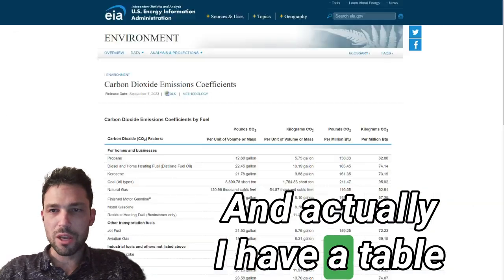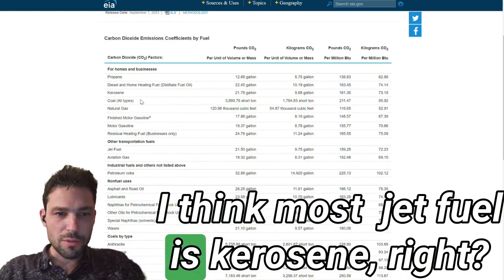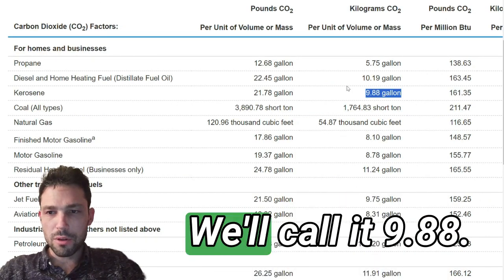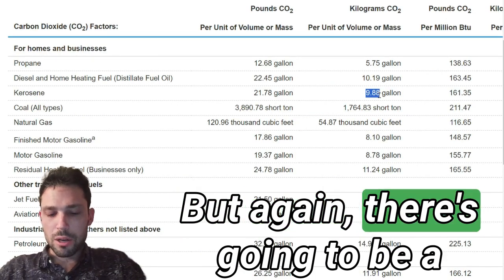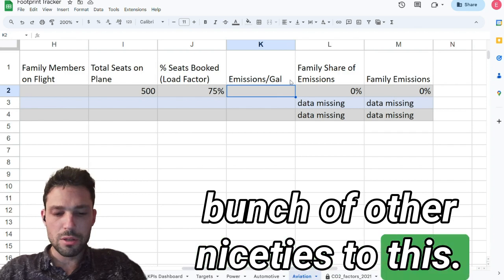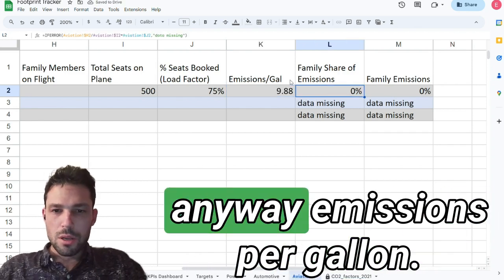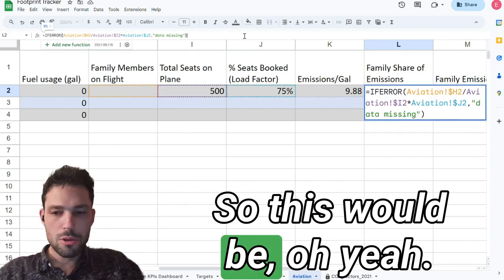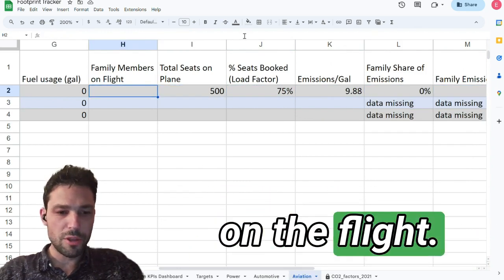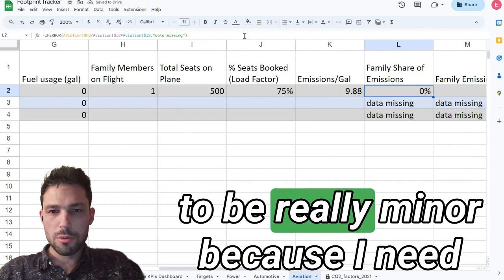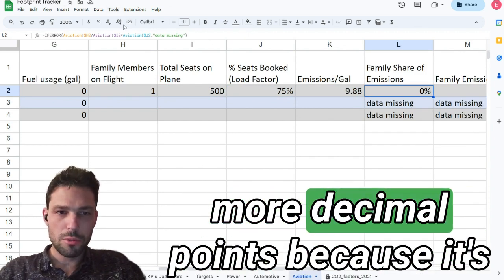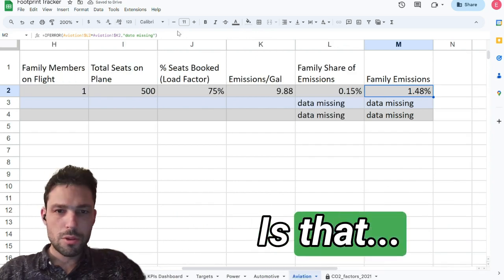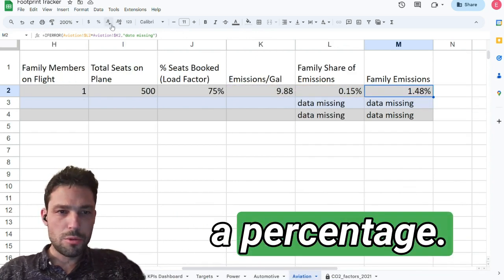And actually I have a table based on that. I think jet fuel is kerosene, right? So this says kilograms of CO2 per gallon, right? We'll call it 9.8. But again, there's going to be a bunch of other niceties to this. It's not going to be that simple. But anyway, per gallon. So, numbers on the flight. Say there's one person. Be real there, because we need more decimals. It's only one person. See, it's a tiny little percentage.